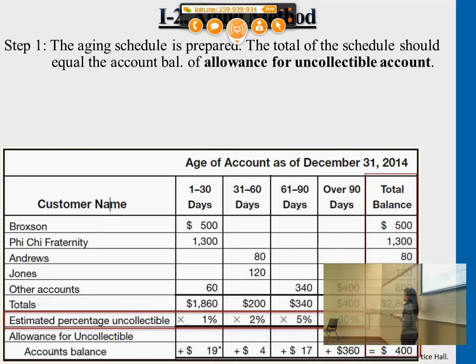Uncollectible account expense, allowance for uncollectible accounts. Okay, so what you get at the end of this is the target balance of the allowance account. And you calculate the difference between last year's balance and this year's new balance. So $300 is the part that we want to additionally estimate for this year.